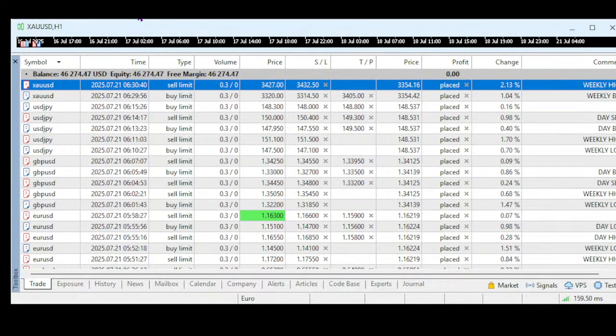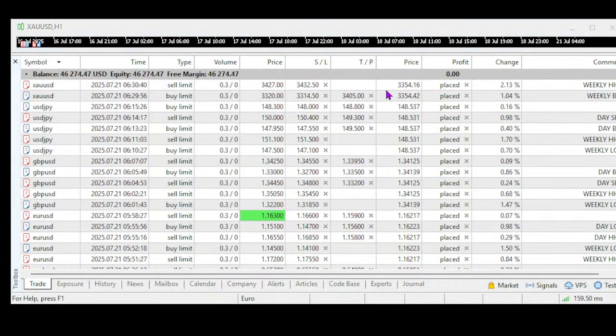So the day buy, $48, stop at 43.5, and TP 75. Okay, so this is a day buy order.